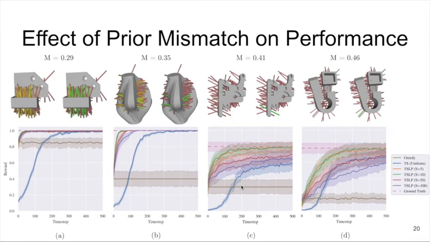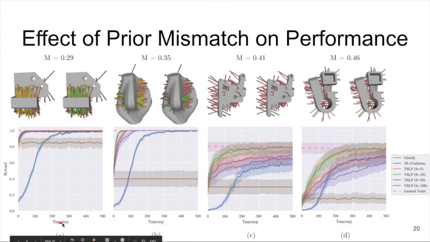As a further case study, we select a set of 4 objects, as shown, which are diverse in their shapes and sizes, and vary widely in their prior mismatches M. The first row visualizes grasp qualities as measured by the GQCNN prior, which is on the left, and the ground truth grasp success probabilities, which is on the right. In the second row, we visualize the policy performance for all baselines and TSLP policies.